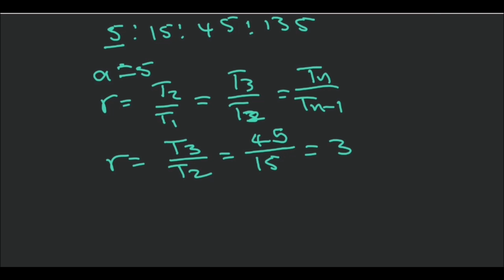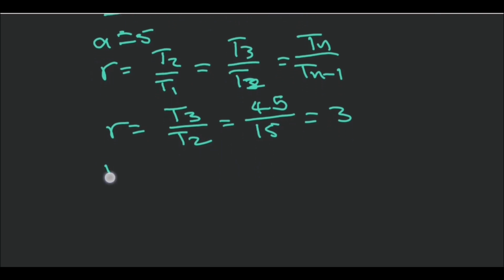All right, so our general equation now becomes Tn is equal to A. What is our A? Our A is 5 times what? Times the constant ratio. What is our constant ratio? Our constant ratio is equal to 3, and it is raised to the power n minus 1, right?